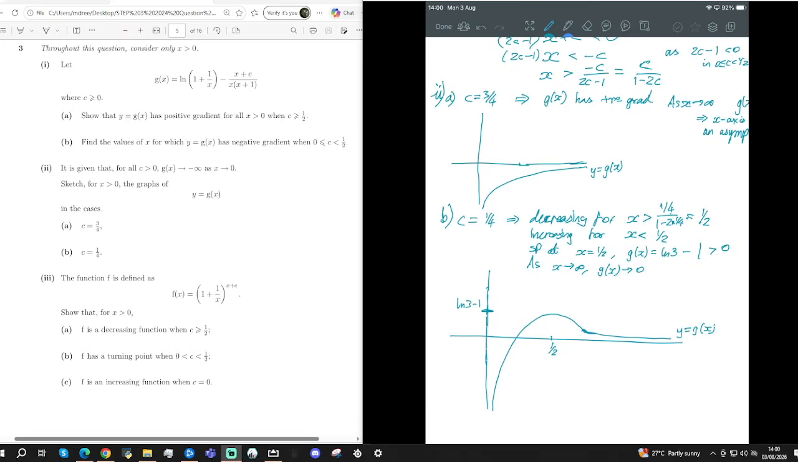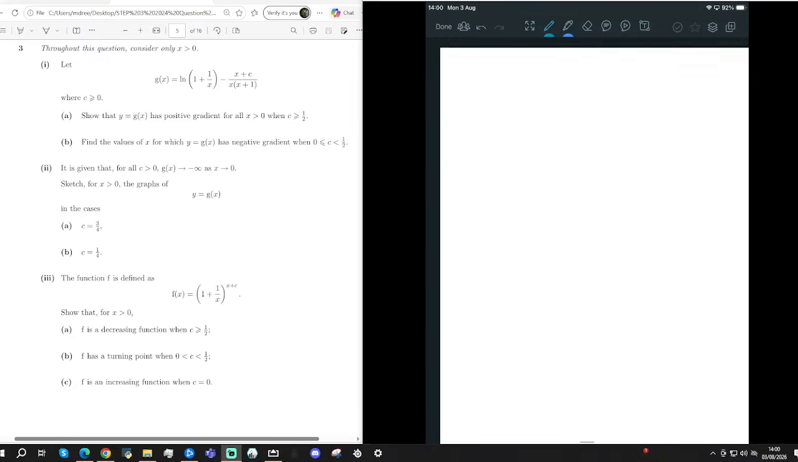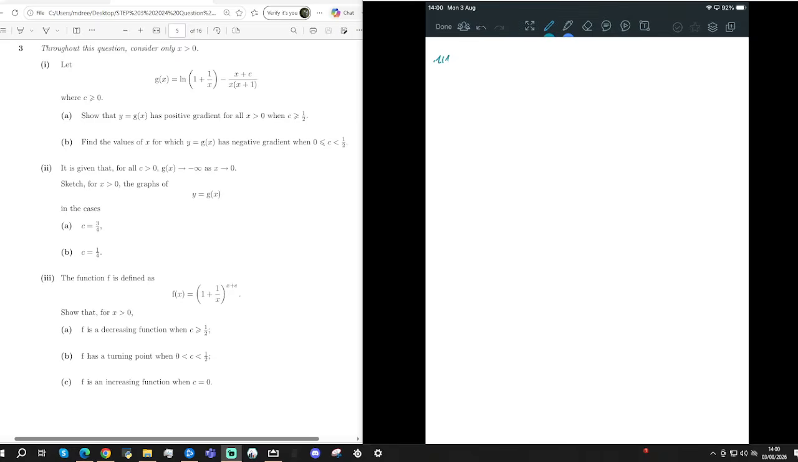Rereading part 2, just to check I haven't done anything silly. For all c, we have a y-axis negative asymptote, sketch in the cases. Lovely. So that's part i and part ii done. And now we're moving on to part 3, where we've been introduced to a new function. So we've got a new f of x, which is 1 plus 1 over x, all to the power of x plus c.